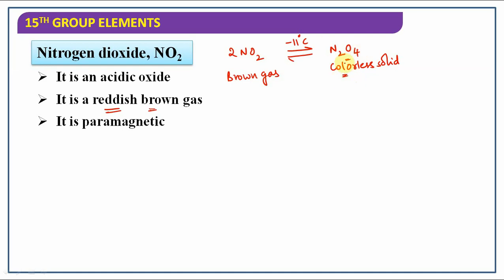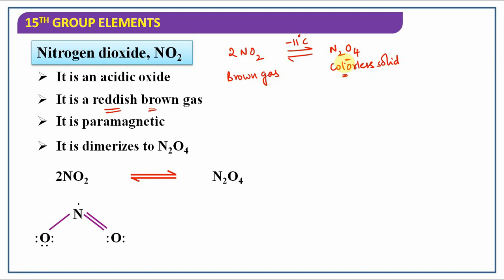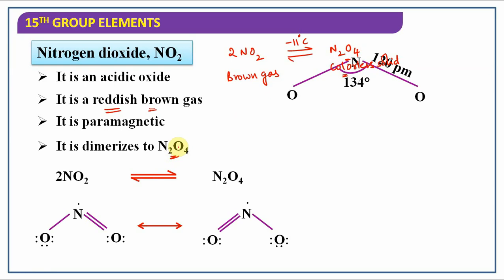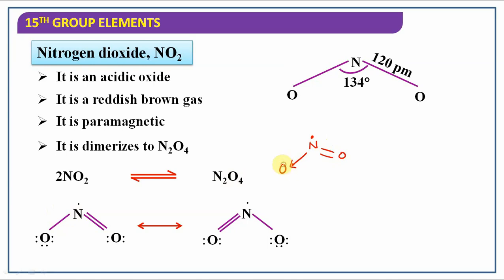It is also paramagnetic in nature. As I told you, it dimerizes to N2O4. The paramagnetic nature you can understand with the help of the structure. Let me explain the structure in detail. In the nitrogen dioxide structure, if you observe carefully, I am writing a simple structure in which nitrogen forms a double bond and one odd electron is present, and it gives its lone pair to oxygen. That you can observe here. These two structures are equivalent resonance structures, right?